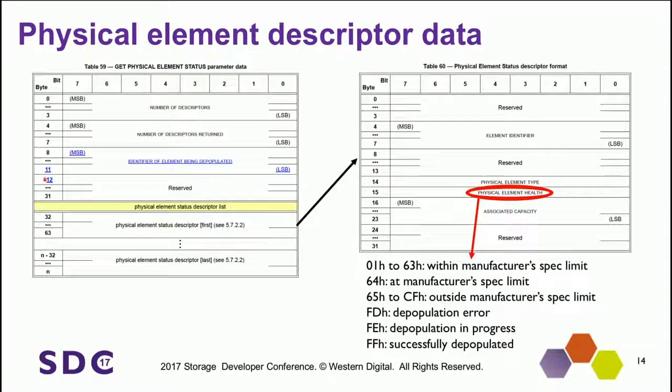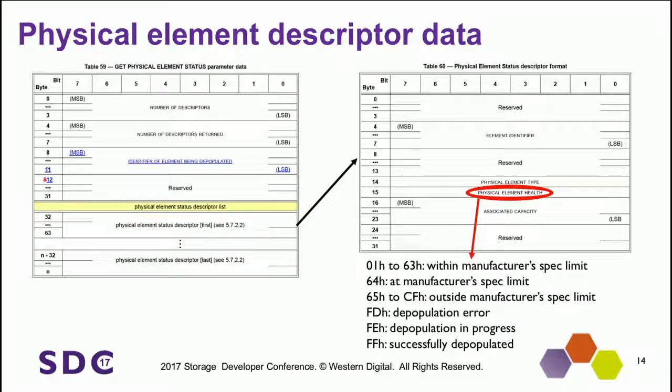So each one has an element identifier specifying the element being described. It's got a physical element type. In this case, it would be a storage element. Once again, we haven't defined other physical element types. And then the most interesting probably here is this physical element health parameter. This is a normalized value indicating essentially the health of that particular physical element. Any value lower than 64 hex or 100 decimal is within the manufacturer's specification limit.